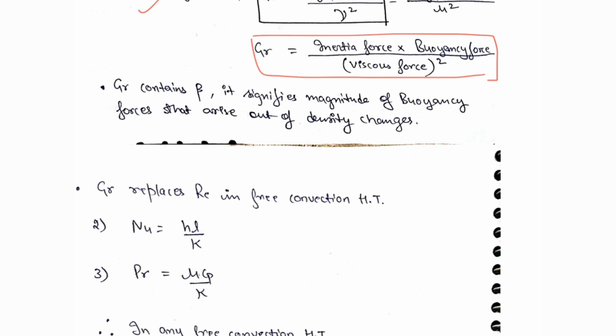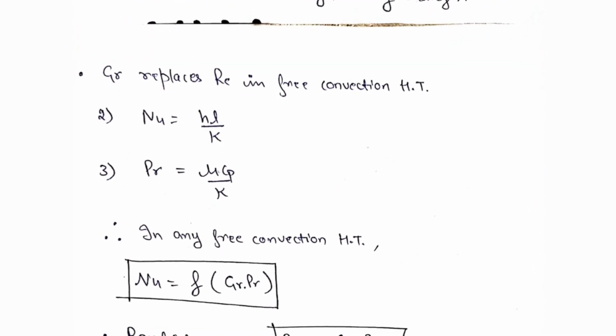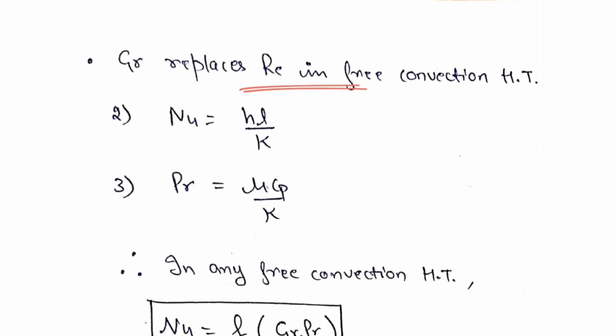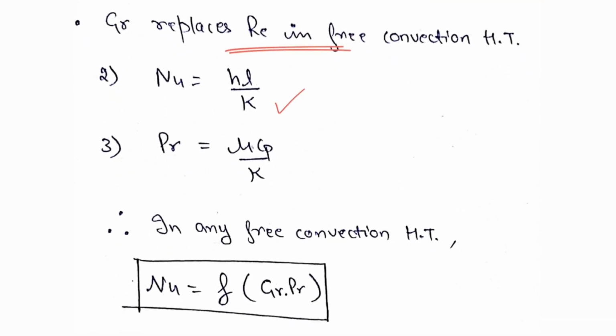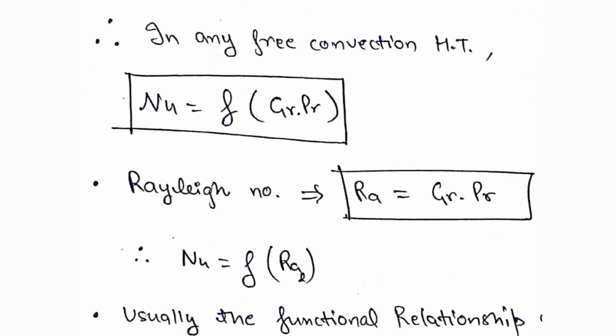In case of forced convection, Reynolds number is very much important; here Grashof number is that much important in case of free convection. Since there is no velocity involved, we do not require Reynolds number. The Grashof number plays a major role. Therefore, Grashof number will replace the Reynolds number in free convection heat transfer. And Nusselt number is the same, which you have already seen, hL by k, and Prandtl number is mu Cp by k. And Nusselt number can be written as a function of Grashof number and Prandtl number.